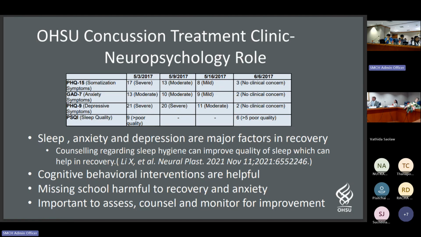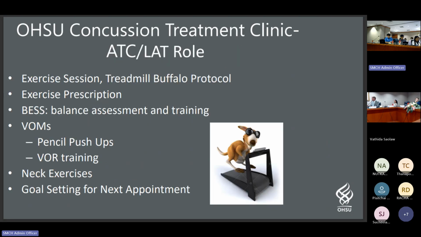What we found here was that the cognitive behavioral interventions were helpful, that missing school was harmful to recovery and anxiety, and different studies have shown that. And so it was really important to do some early activation and early involvement.